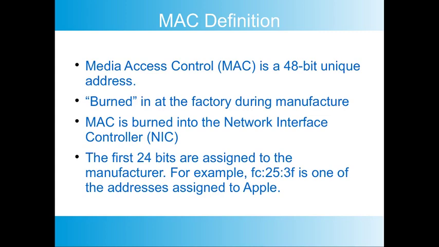The first 24 bits are assigned to the manufacturer. These are assigned by the IEEE. For example, FC253F is one of the addresses assigned to Apple. So big manufacturers could have several of the first 24 bits assigned to them, several different groupings, and then the final 24 bits are created by the manufacturer.